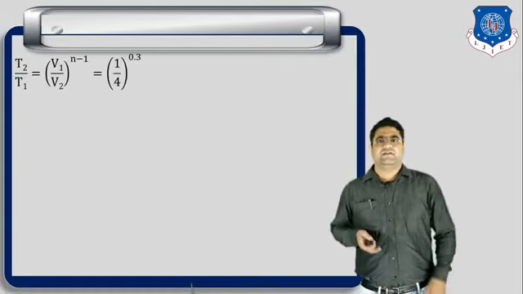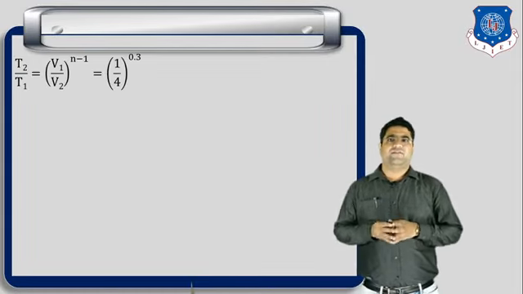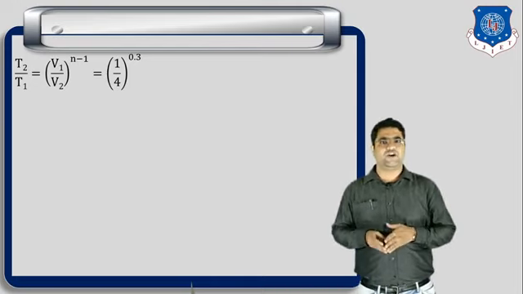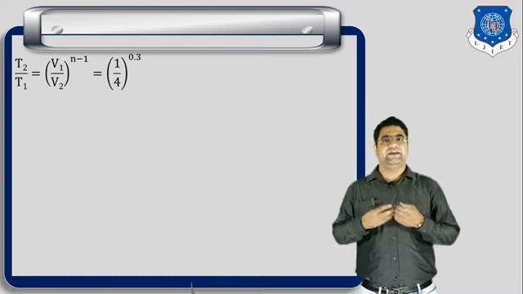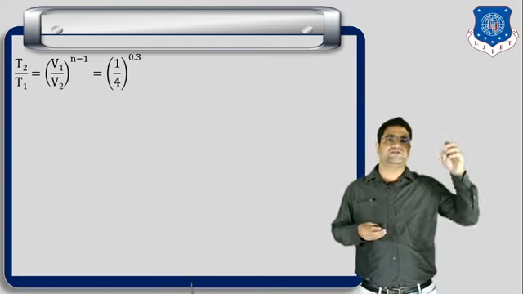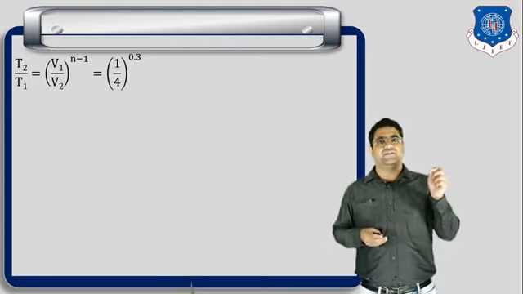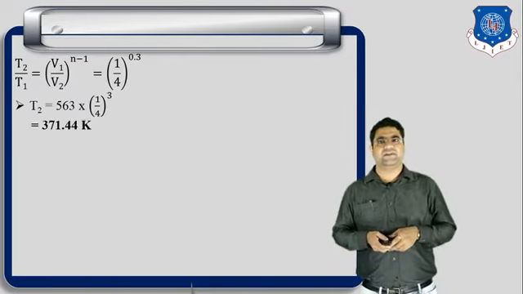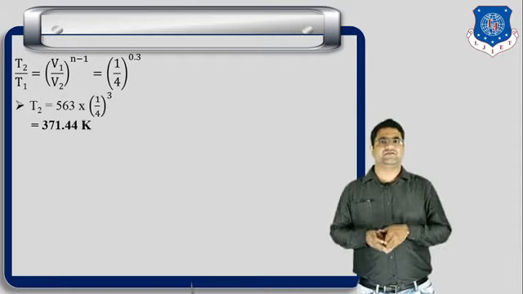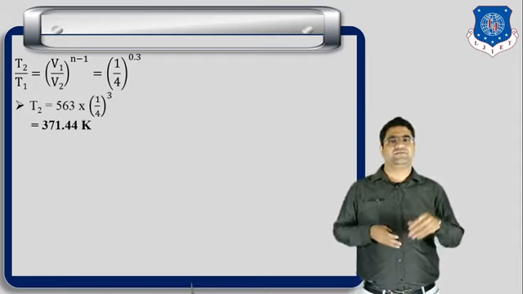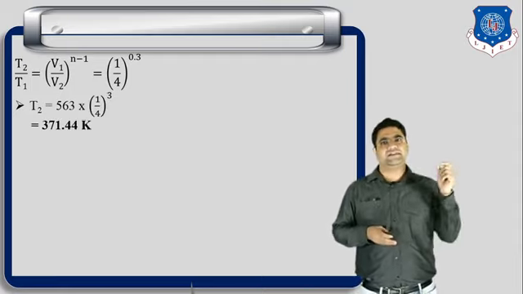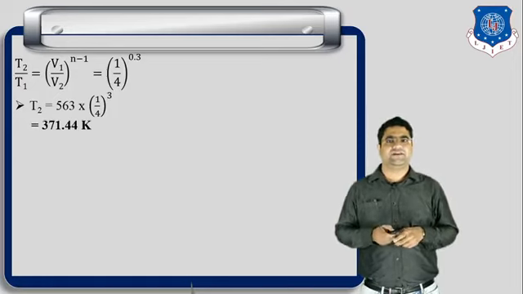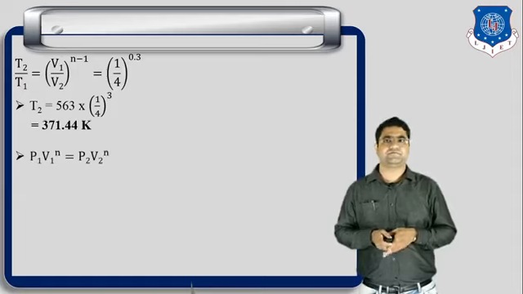Now next, we are going to calculate the final temperature. So we know the relation between temperature and volume for the polytropic process as T2 by T1 is equal to V1 by V2 raised to n minus 1. So we can put the values of V1 and V2 as 1 by 4 raised to 0.3. So we can get T2 equal to T1 multiplied by V1 by V2 raised to n minus 1, and from this relation we get T2 equal to 371.44 Kelvin.